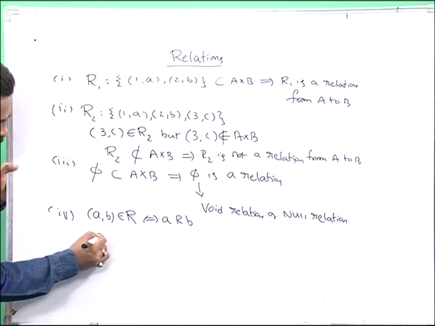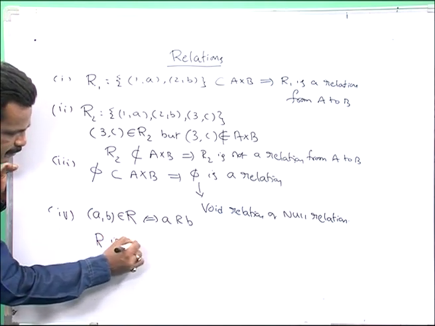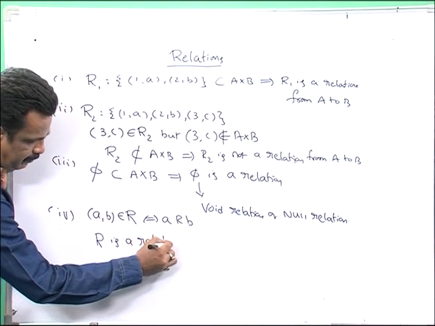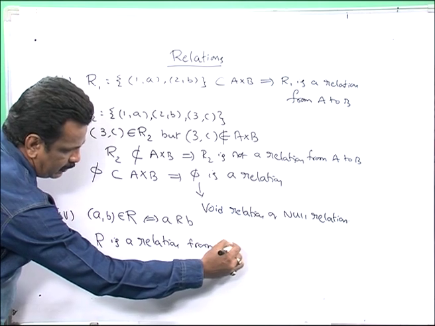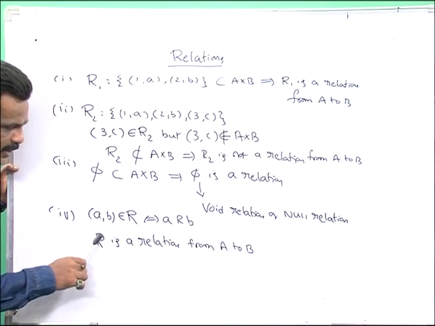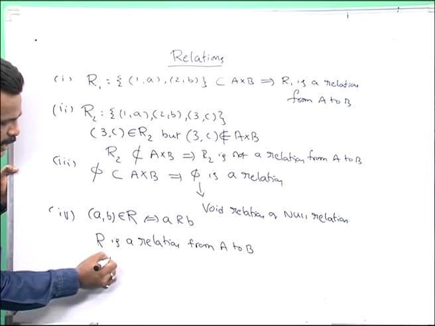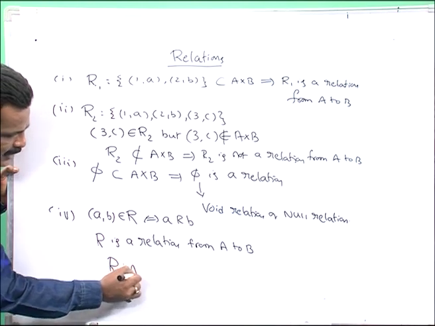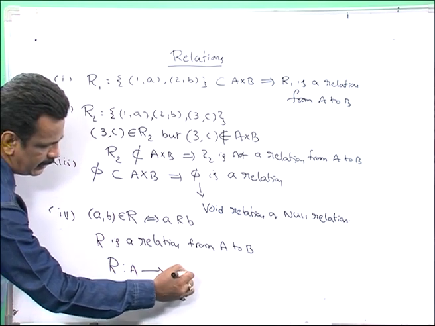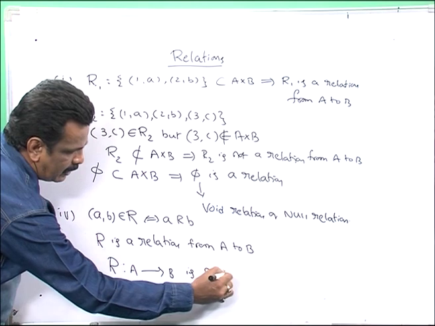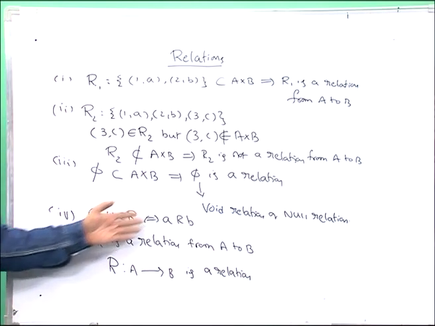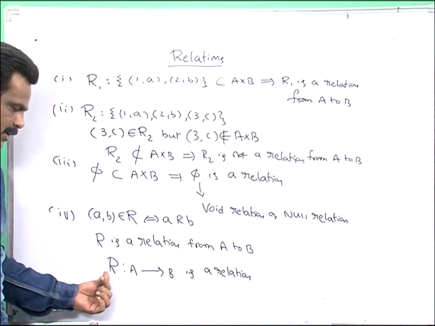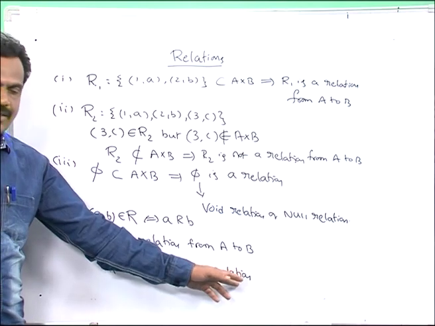And here R is a relation from A to B. If R is a relation from A to B, we can just apply the symbol: R connects A and B is a relation. So instead of writing R is a relation from A to B, in short we can write R: A to B is a relation.